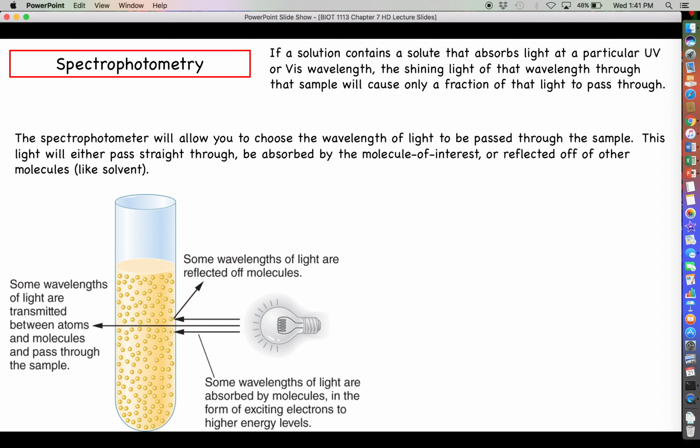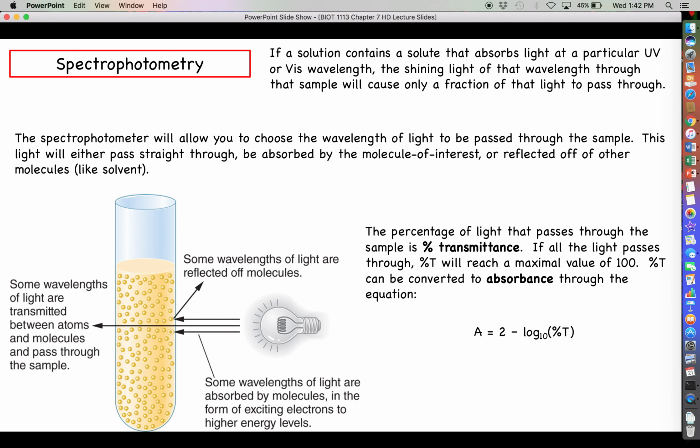The percentage of light that actually passed through the sample is given as the percent transmittance. So if all of the light passes through the sample, none of it gets absorbed, none of it gets reflected, then your percent transmittance would obviously be 100. If none of the light passes through the sample and all of it gets absorbed, then your percent transmittance would obviously be 0.